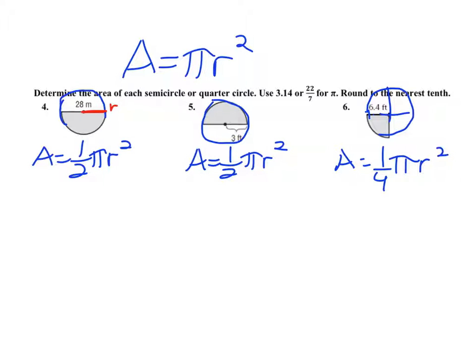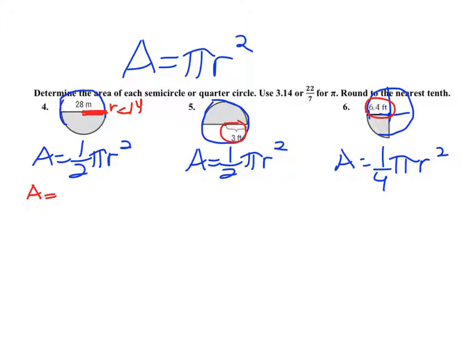So for this one, I will have to find my radius right here. The radius is 14. On this one, the radius is 3, so we're good to go. On that one, the radius is 6.4. So the only one we had to change is this one, and that is because you had to take half of that diameter to get 14. So let's fill it in.